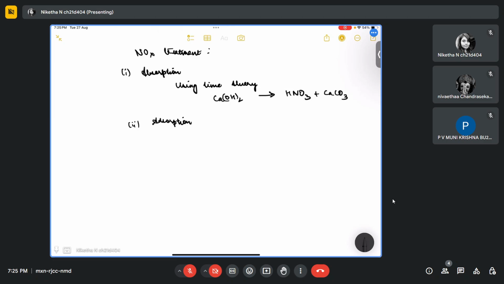Adsorption can be done using activated carbon or silica gel. Both are good adsorbents. And the third way is by catalytic decomposition or catalytic reduction.